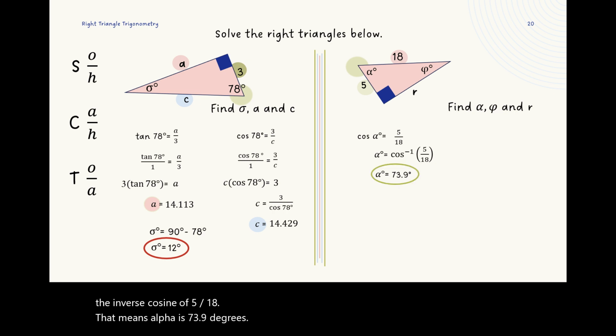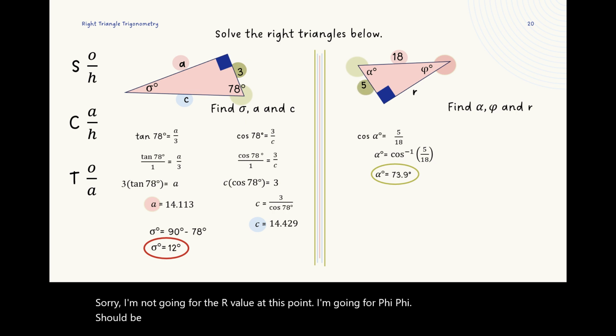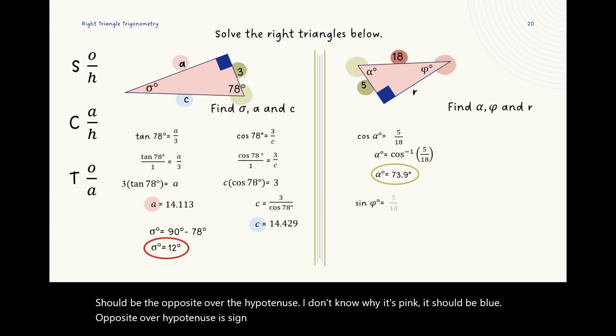I'm not going for the R value at this point. I'm going for phi. Phi should be the opposite over the hypotenuse. I don't know why it's pink. It should be blue. Opposite over hypotenuse is sine. The sine of phi is going to be 5 over 18.